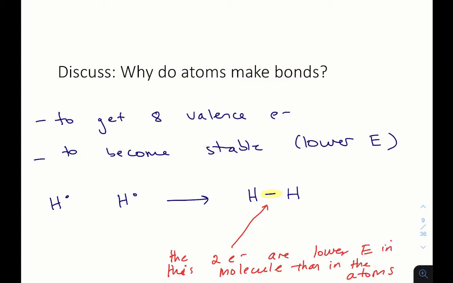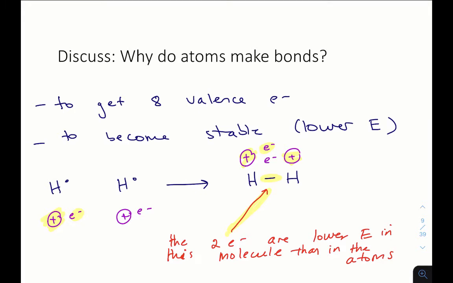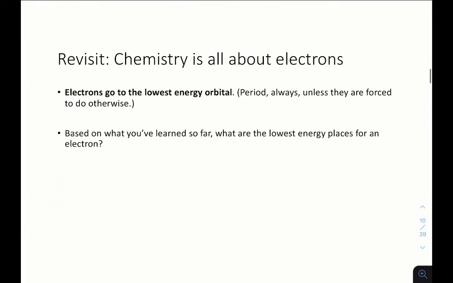That's right. Chemistry is all about electrostatics. Think about what happens to the electrons. In the atoms, the electrons just experience one positive charge. But in the molecule, the electrons experience two positive charges. And we know from physics that the greater the magnitude of the charges, the stronger the attraction between them. Attractive forces or attractive energies are negative. So the stronger the attraction, the lower energy the electrons are. Chemistry is all about electrons, and electrons go to the lowest energy orbital. In fact, the entire universe is moving to lower energy spontaneously.